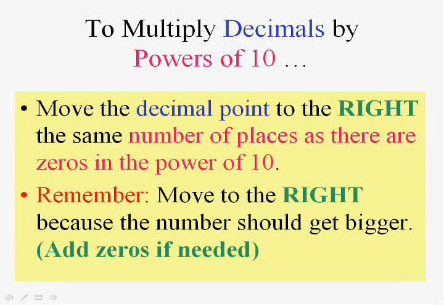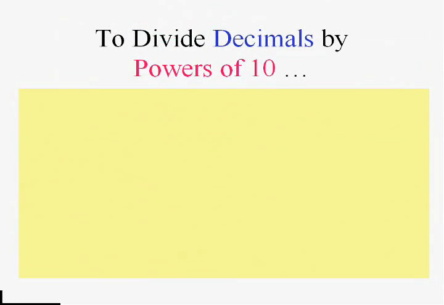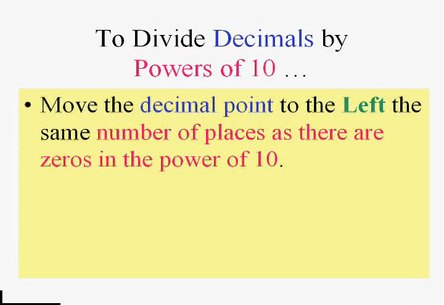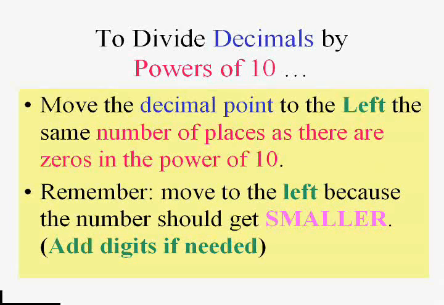Well, what does that have to do with dividing? Well, we can use the same shortcut to divide as we do to multiply, except with multiplication, the number is going to get larger, so we're going to move the decimal over to the right. With dividing, we're going to do just the opposite. We're going to move it over to the left, because division should make it a smaller number. So to divide by powers of 10, you're going to move the decimal point to the left the same number of places as there are zeros in that specific power of 10 that you're dividing by. Remember, when you're dividing, the number should get smaller, so you'll move to the left.